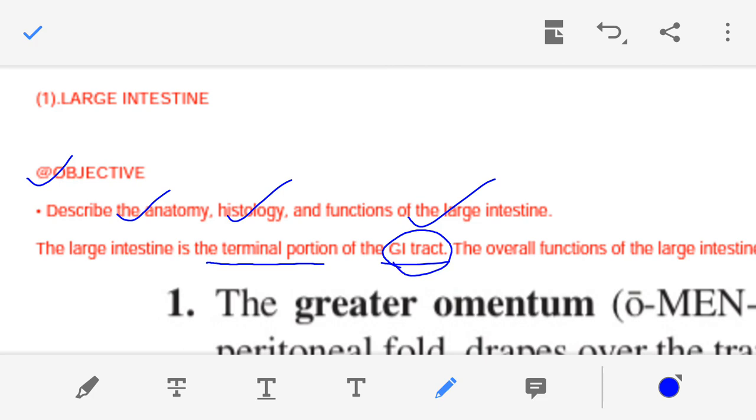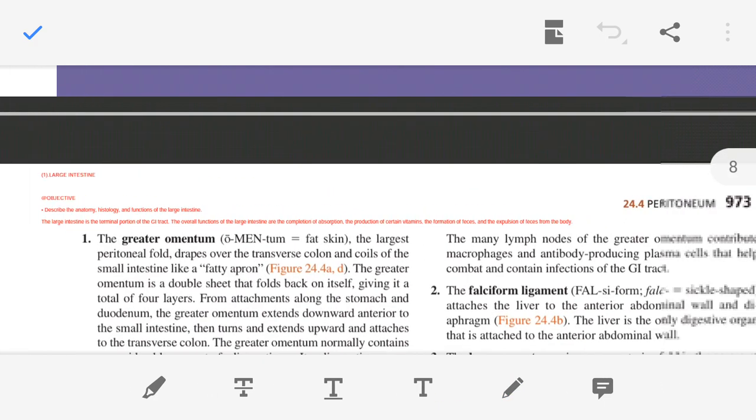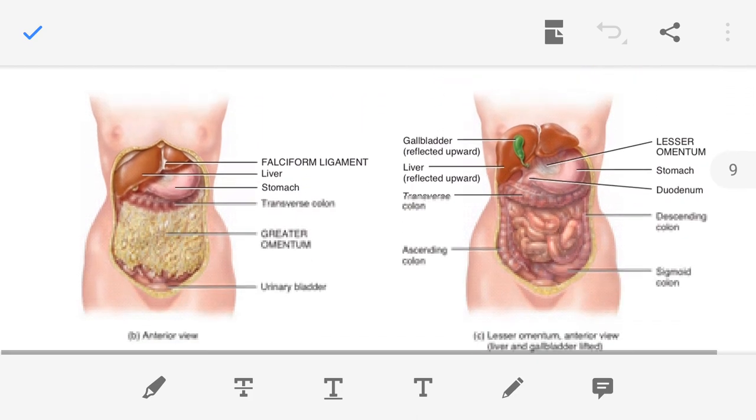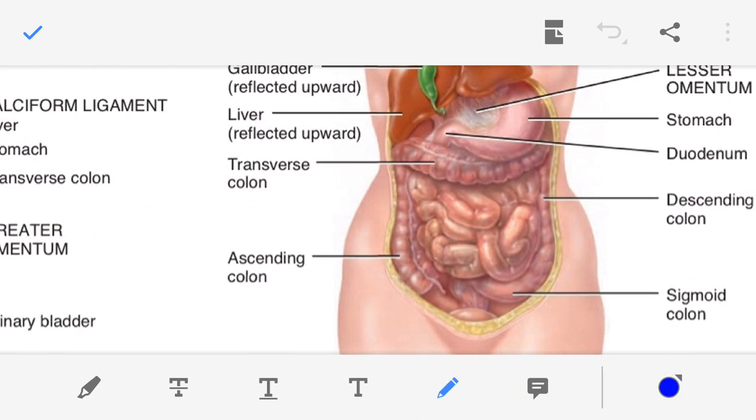We know the GI tract starts with our mouth, that is the buccal cavity, then pharynx, then the esophagus, then the stomach, small intestine, and after the small intestine, the large intestine is present. That's why it is the terminal portion of the GI tract. In the figure, here you see the small intestine is shown, and after that, the large intestine begins.